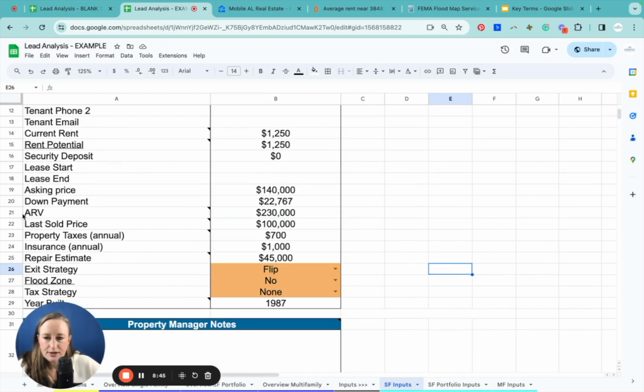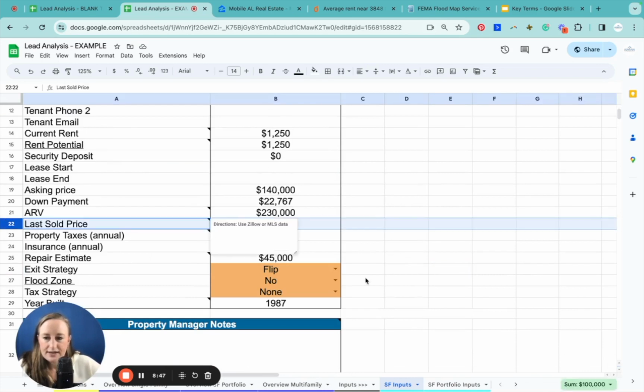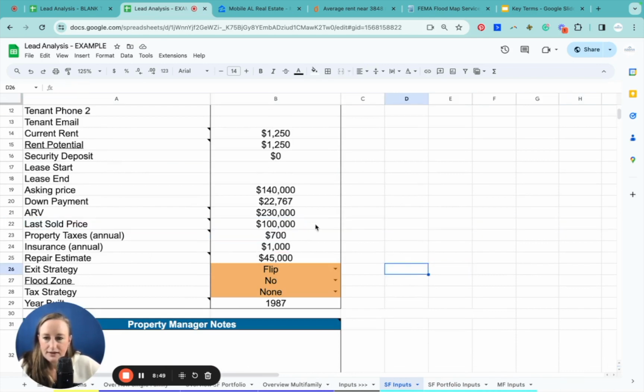I also like to put the last sold price. You can find this on any of the publicly available sites. I think it's just an interesting thing to know going into a negotiation. You will also want to put your property taxes. You can also find that on the MLS or on sites like Zillow under your tax and purchase history.